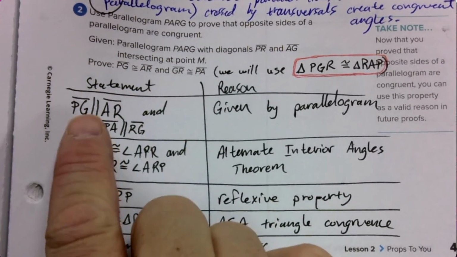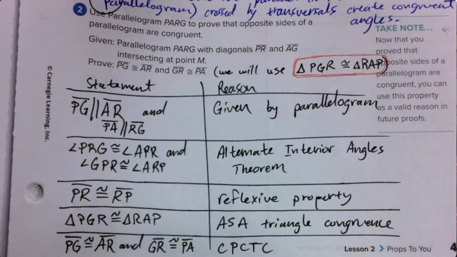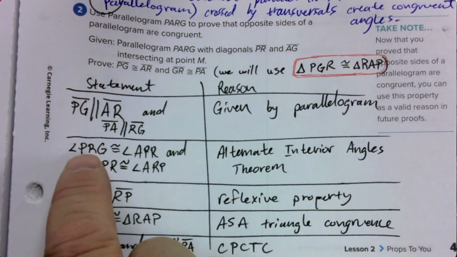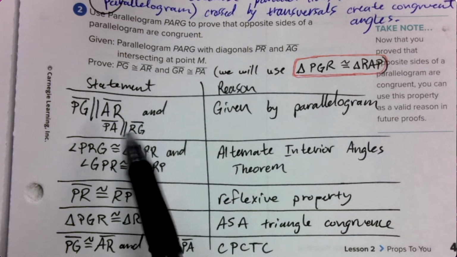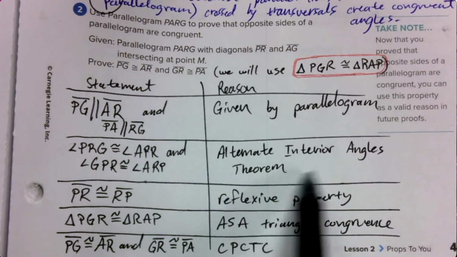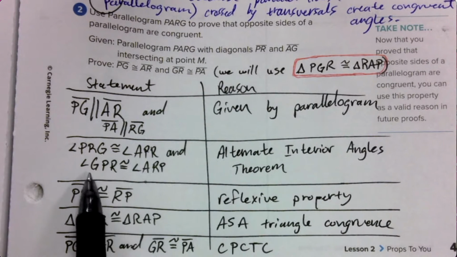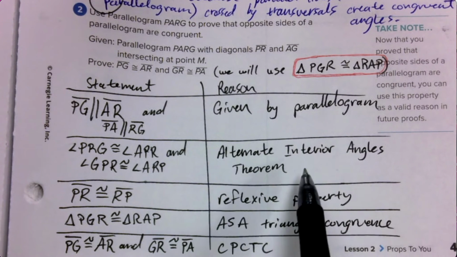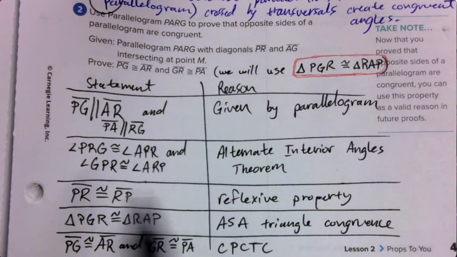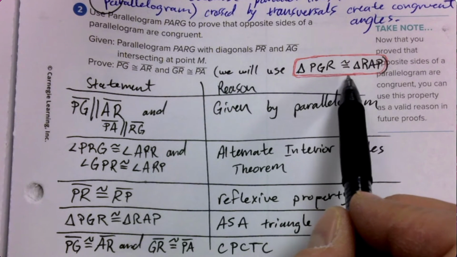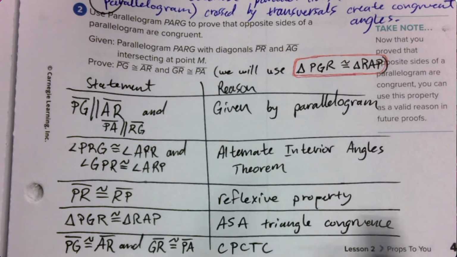Our statement is that we have parallel sides. We have two pairs of parallel sides because that's what a parallelogram is. That means that we have these angles, and we can point to angle PRG and angle APR and say that they are equal, or congruent, because they're alternate interior angles. We can do the same thing with angle GPR and angle ARP. They are also alternate interior angles that are congruent. Both triangles, the ones I'm focusing on, are triangle PGR and triangle RAP. I could focus on the other one, but I'm going to focus on that one.